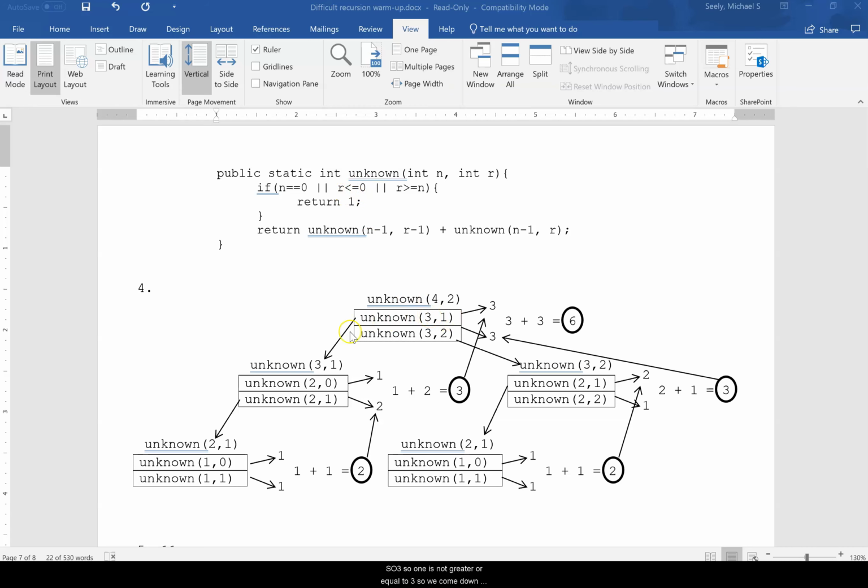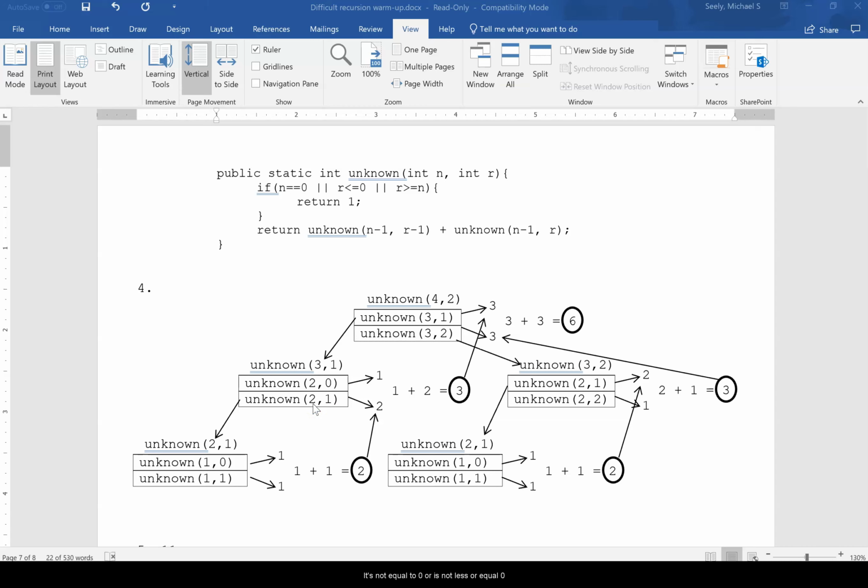So we come down here, we have 3 and 1. So what do we got here? N is 2 and r is 0. So is 0 less than or equal to 0? Yes. So we have a 1 right there. And then right here, what do we got here? We got n, which is 3. 3 minus 1 is 2. And r, which is 1 right there. So let's see.